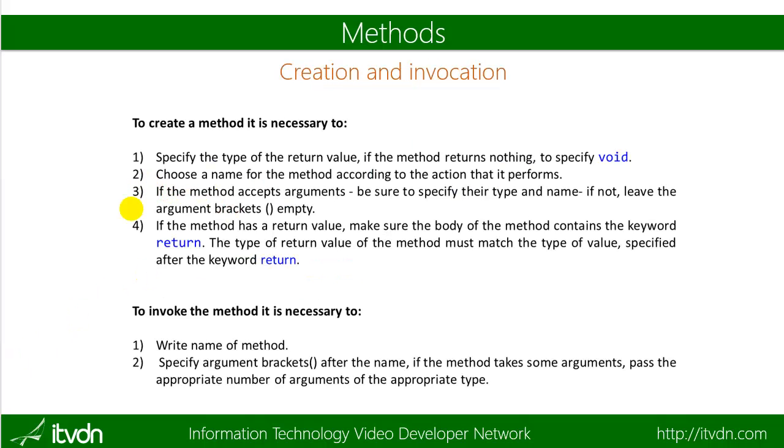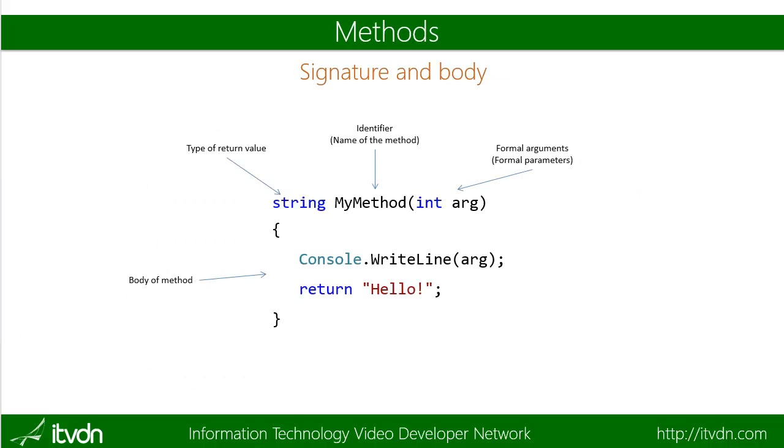Yes? So, next we have: choose a name for the method according to the action that it performs. Well, I just told you that. So, if the method accepts arguments, be sure to specify their type and name. If not, leave the argument brackets empty. So what is an argument? This is our argument. If the method receives an argument, what you do is you write the type of the argument and then the name of the argument. If it doesn't receive anything, just leave this empty. You have your open and close parentheses, but you leave them empty.